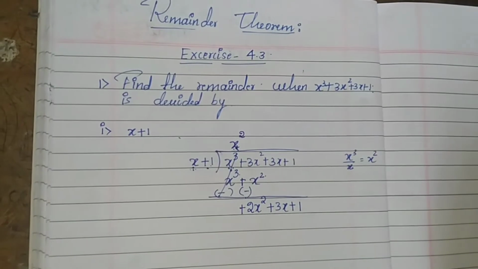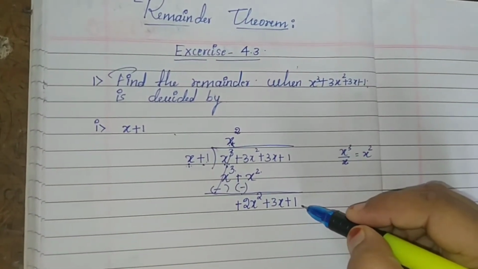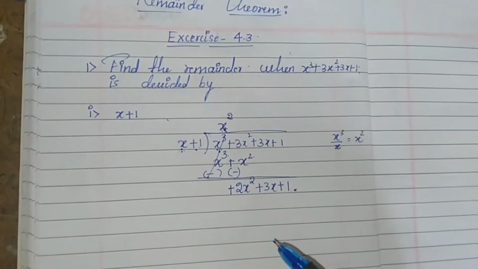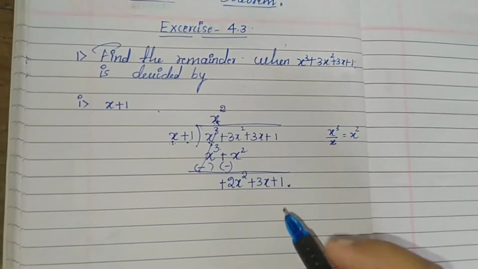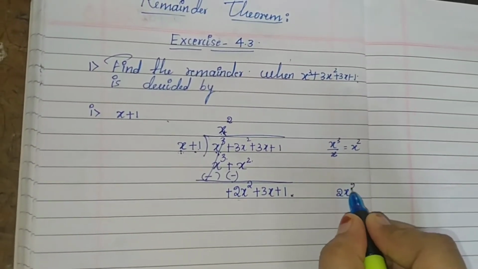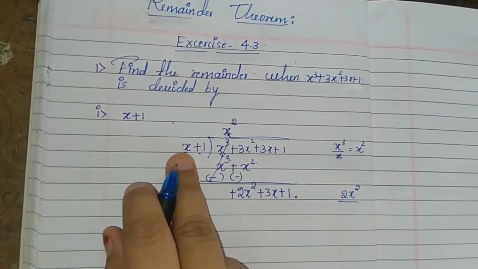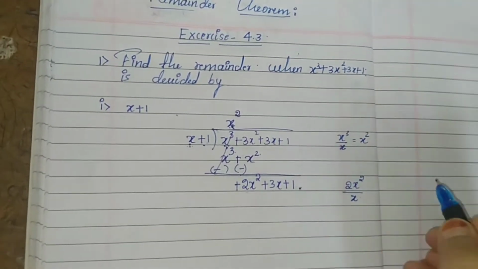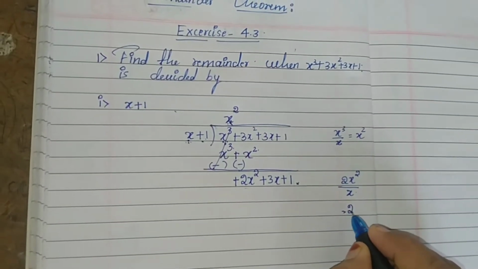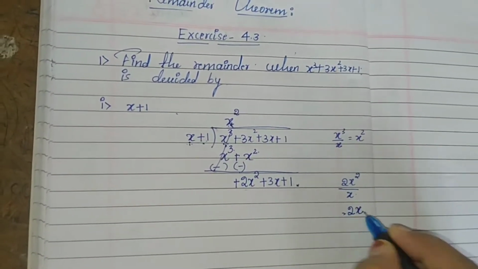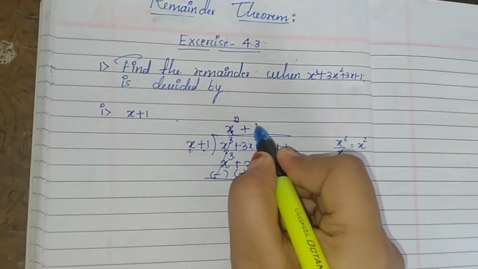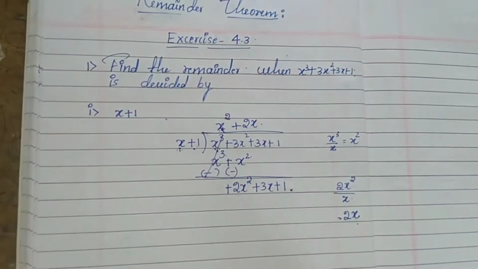Okay, so the next step is what? This is your new dividend now. You have to consider this as your new dividend. Again you have to repeat the same step. So what do you have to do now? This is your first term of the dividend, that is 2x square, divided by the first term of the divisor, that is x. So again here x will get cancelled. Here 2 is there, right? So 2 into x, and x cancels. So this 2x is your second term of the quotient.